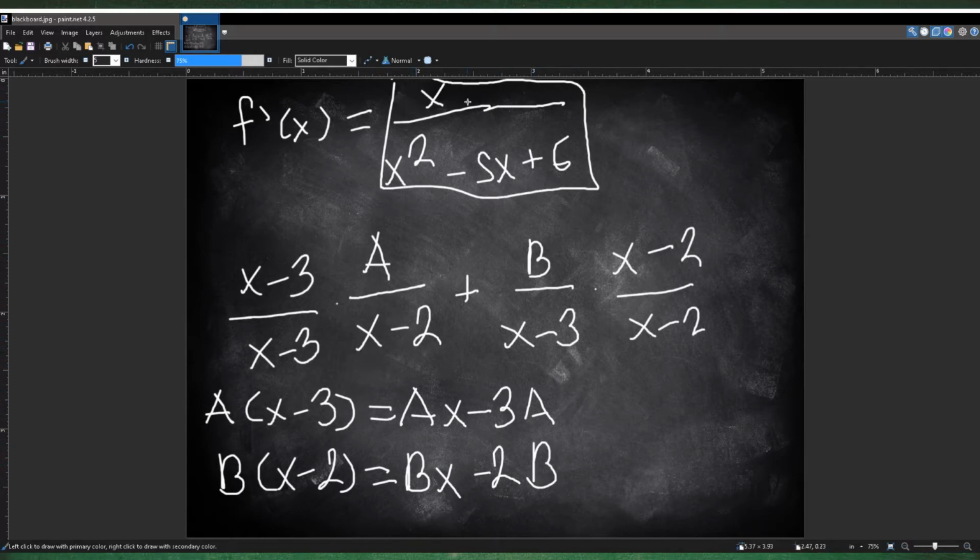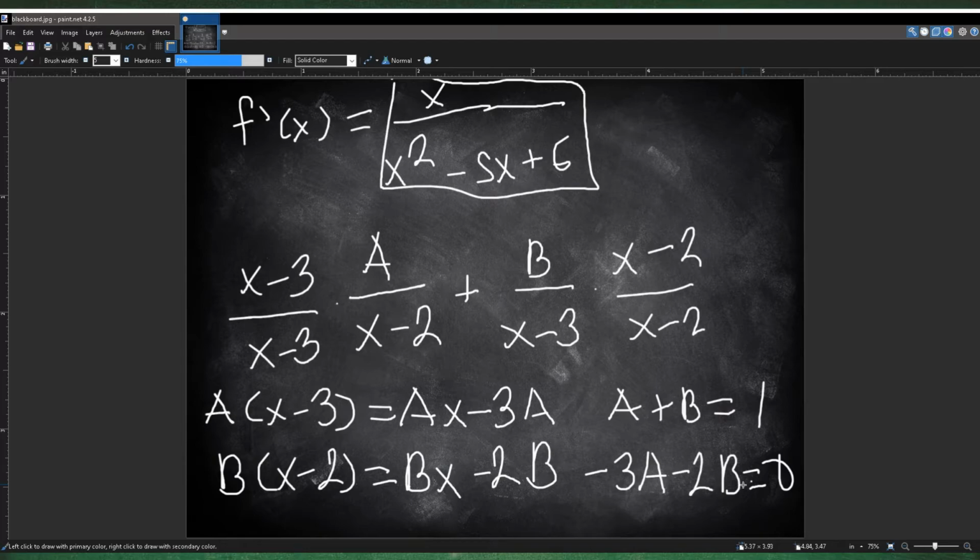But we only have an x on the top. So a plus b has to equal 1, right? Because we need to get one x. So ax plus bx is equal to x. So a plus b has to equal 1. And then we have negative 3a minus 2b has to be equal to 0, right? Because there's no constant in here.